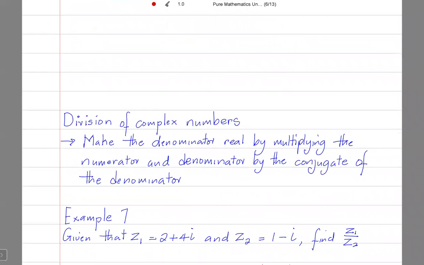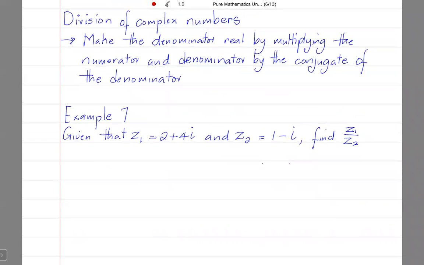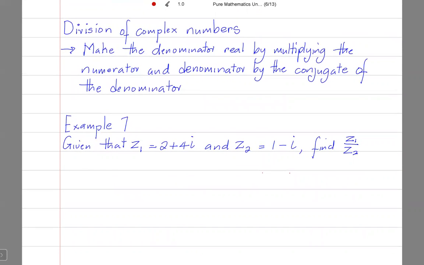So let's have a look at division of complex numbers. It says make the denominator real by multiplying the numerator and the denominator by the conjugate of the denominator. With that in mind, example 7 says, given that Z1 is 2 plus 4i and Z2 is 1 minus i, we're to find the complex number Z1 divided by Z2.